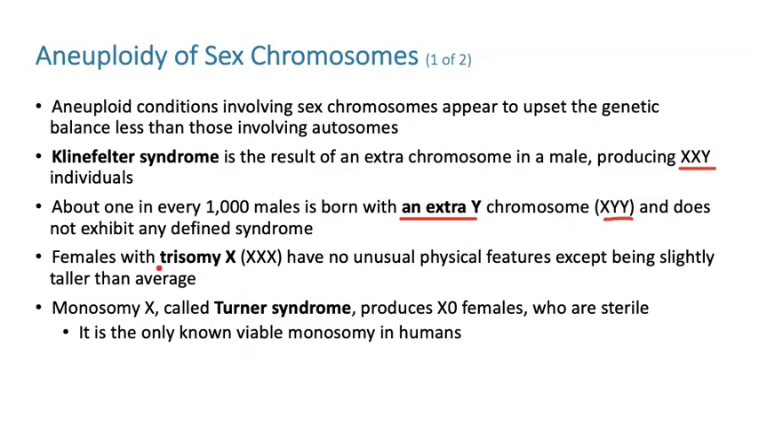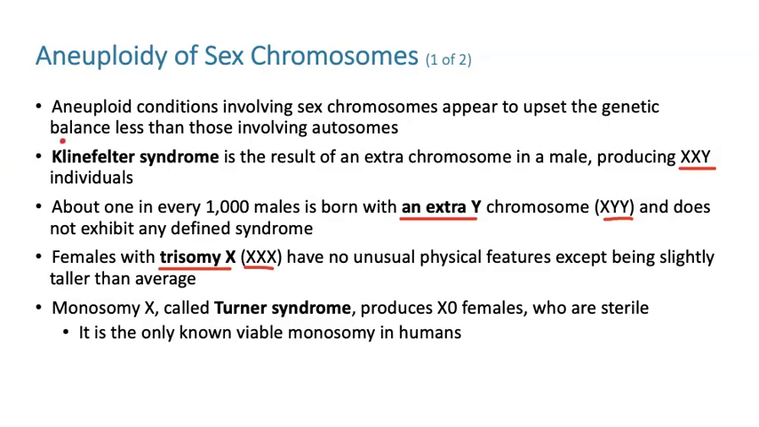Females can have trisomy X, and their genetic complement would be XXX. If a female is trisomy X, they don't have too many differences. It's really hard to tell. I mean, just by looking at somebody, you couldn't tell if they're trisomy X. On average, they may be slightly taller, but really, it falls within the normal range.